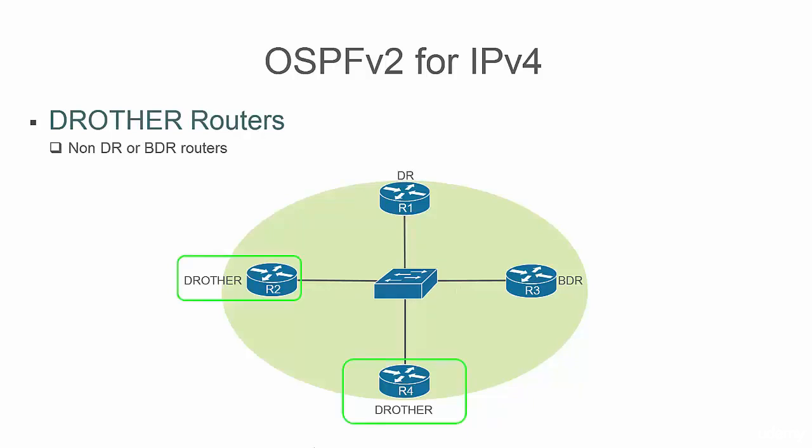One important thing to know about DROther routers is that when they do form OSPF peerings, they're only going to get to the two-way state. And that's because since they're sending their database information up to the DR, they have no reason to exchange database information to get to the ExStart, Exchange, or Loading states.